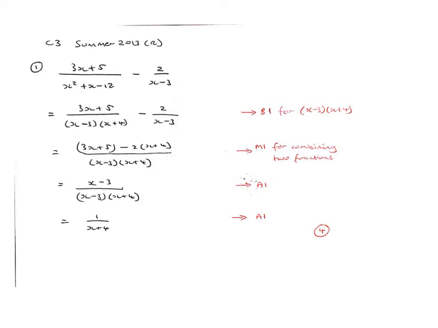So it's a question of factorising x squared plus x minus 12, realising that there's a common factor in the denominator which is x minus 3, so the 2 has to be multiplied by x plus 4. The only tricky thing really is that minus 2 times plus 4 is minus 8, so 5 minus 8 is minus 3. The x minus 3 cancels and you're left with 1 over x plus 4.